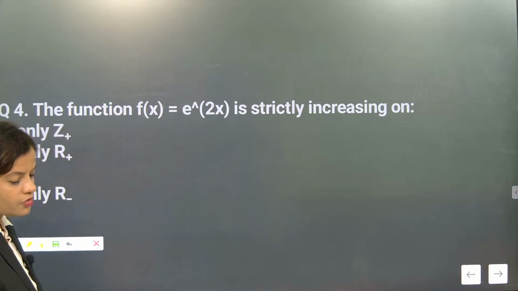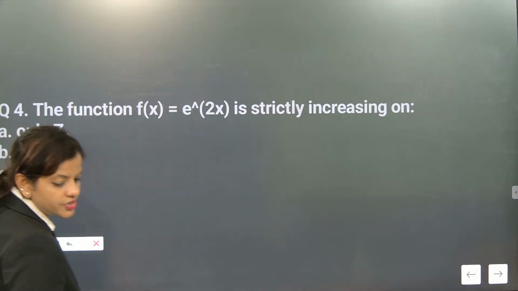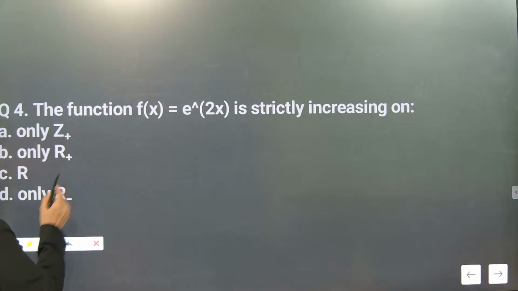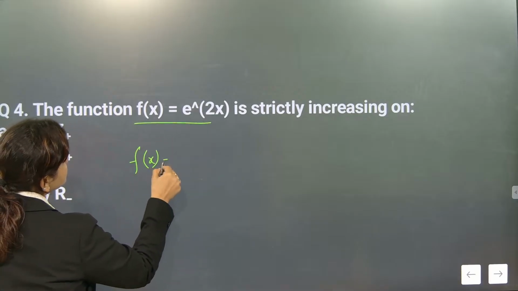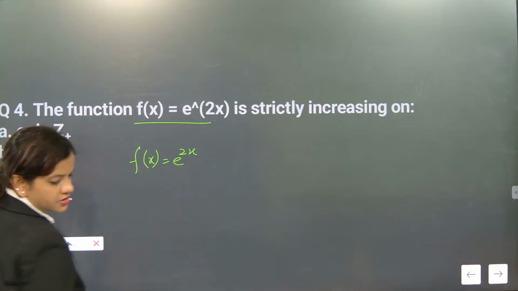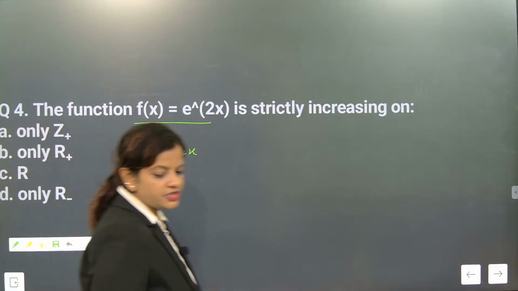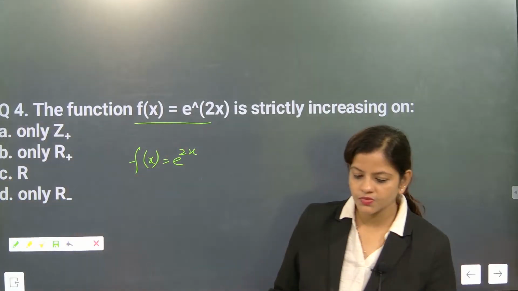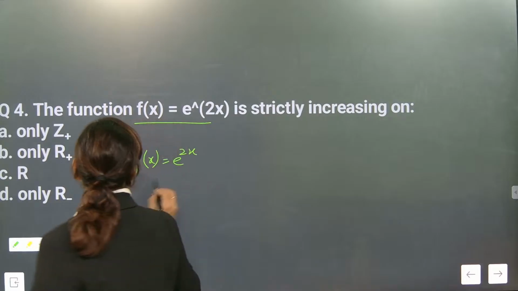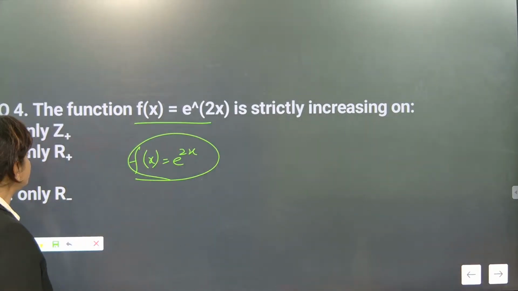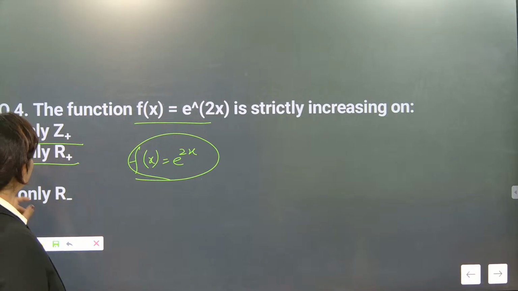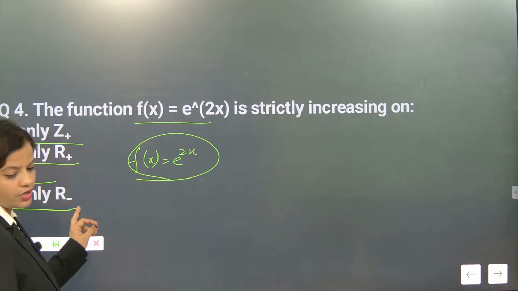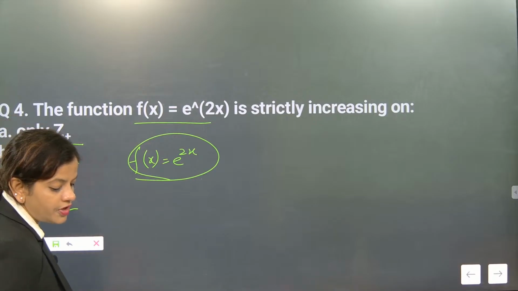Okay, now come on, go for this question. The function f of x is equal to e to the power 2x is strictly increasing. Is it strictly increasing? Come on, check this one out. It is strictly increasing for positive integers, for positive real numbers, for all real numbers, or only for negative real numbers. How are we going to solve it?